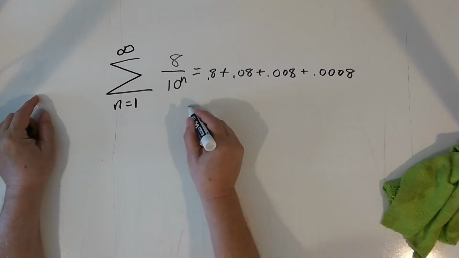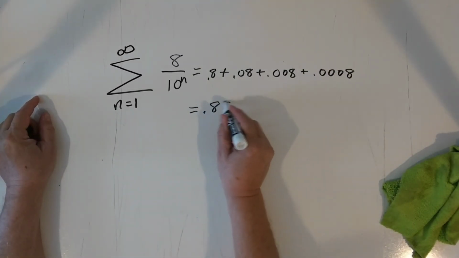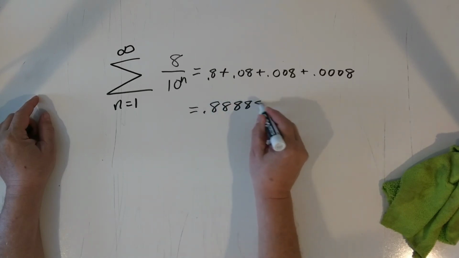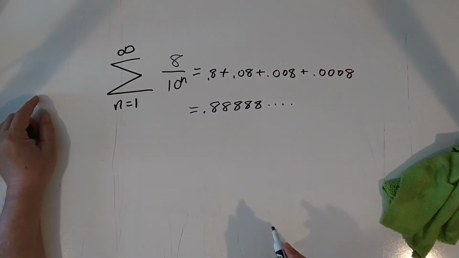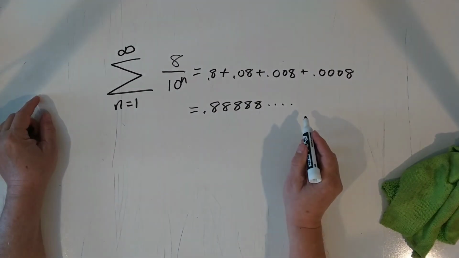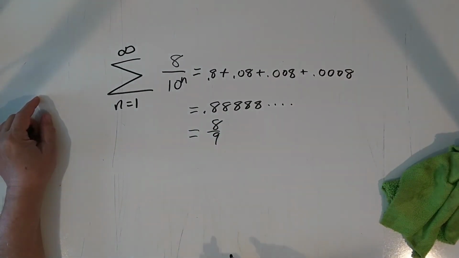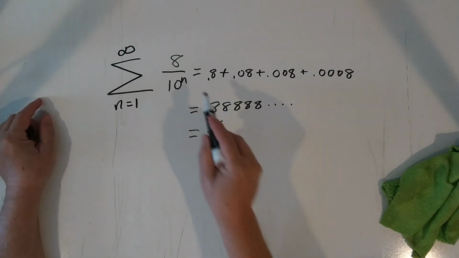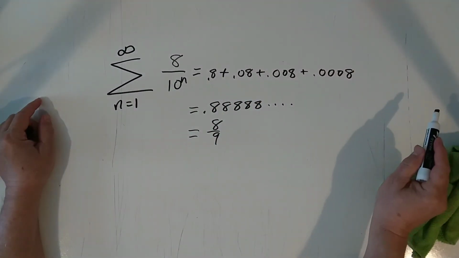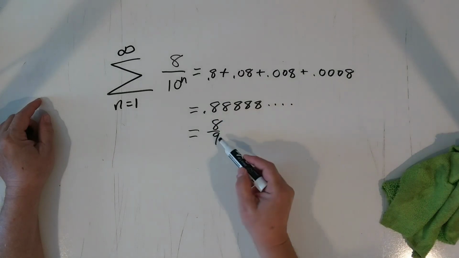When we add those together, we get 0.88888 forever, and we recognize that as the fraction 8/9. So we actually added up an infinite number of values and got a number, 8/9.